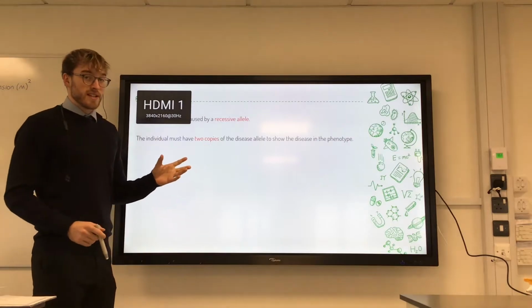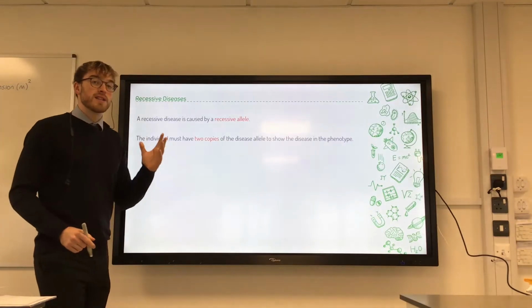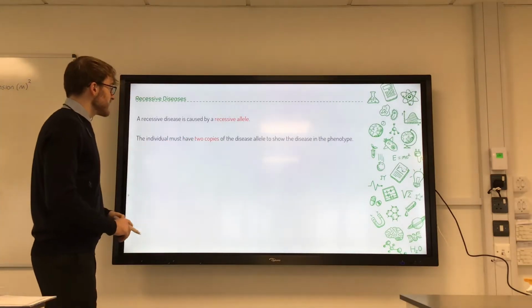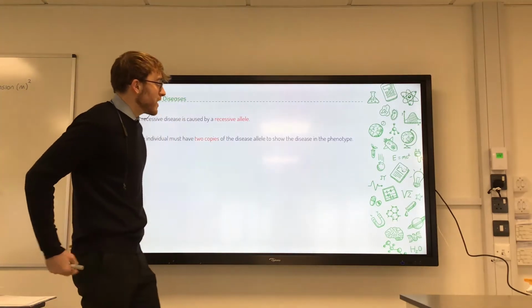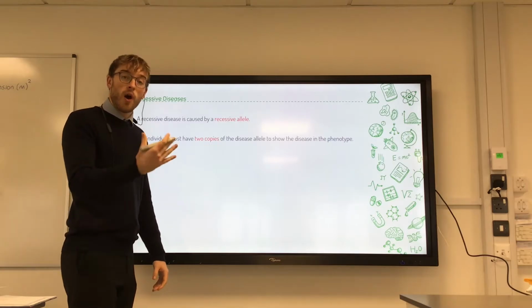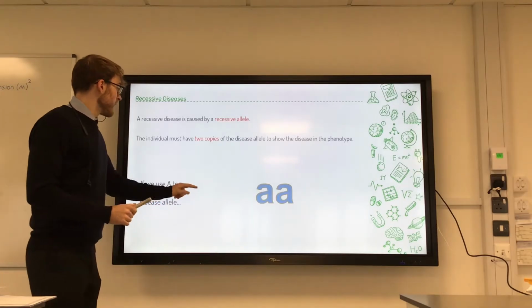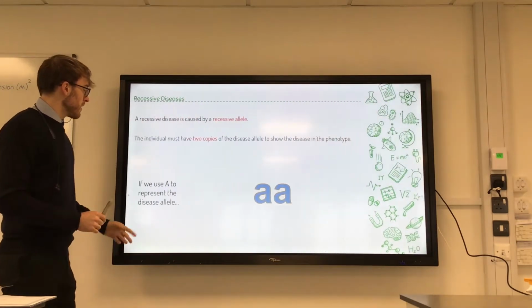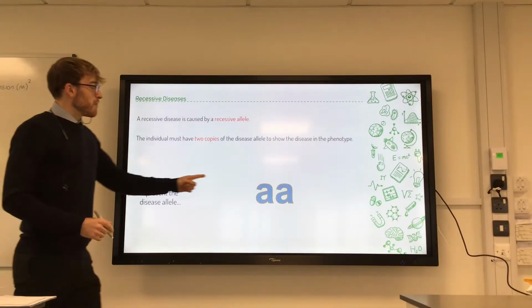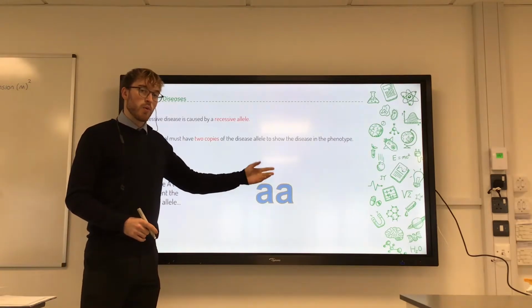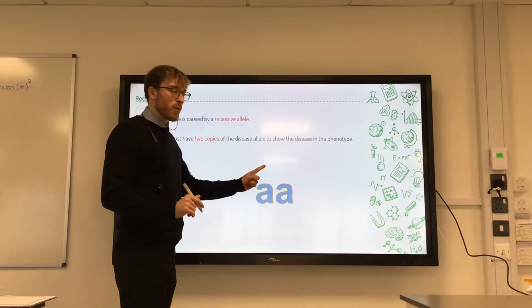A recessive disease now is caused by a recessive allele. And the recessive disease we're going to talk about is cystic fibrosis. But the key thing to note here is that 2 copies of that recessive allele must be present. Because if just one copy of the dominant gene is present, it will overpower the recessive allele, and therefore the disease won't show. So this time, we'll use capital A to represent our dominant still. But then we have 2 recessive alleles would result in cystic fibrosis. If you have one dominant allele, the disease won't be present.